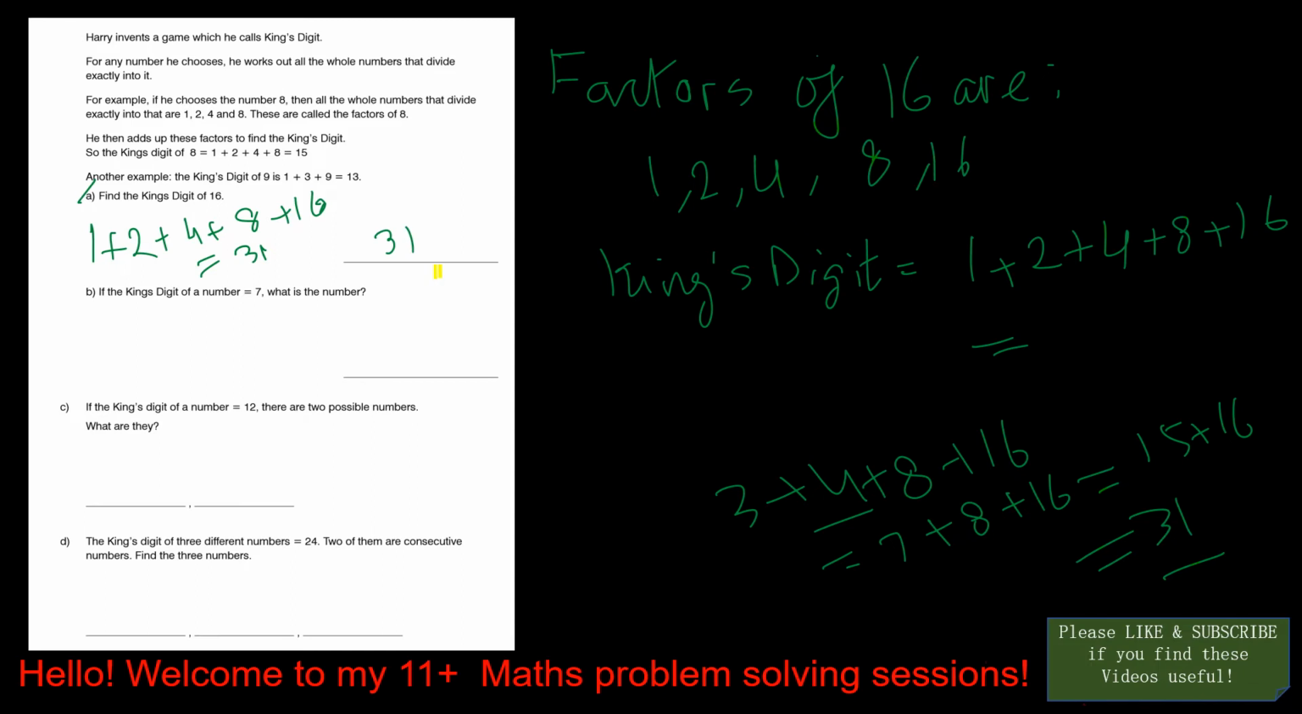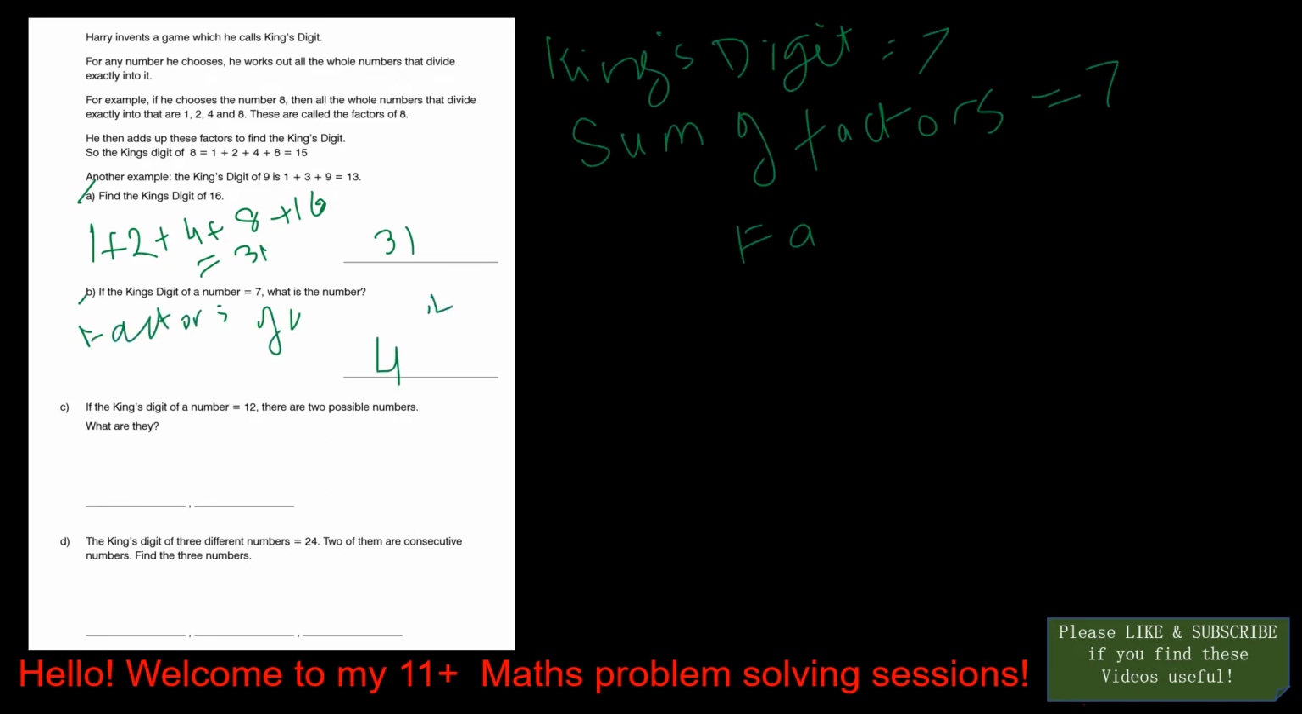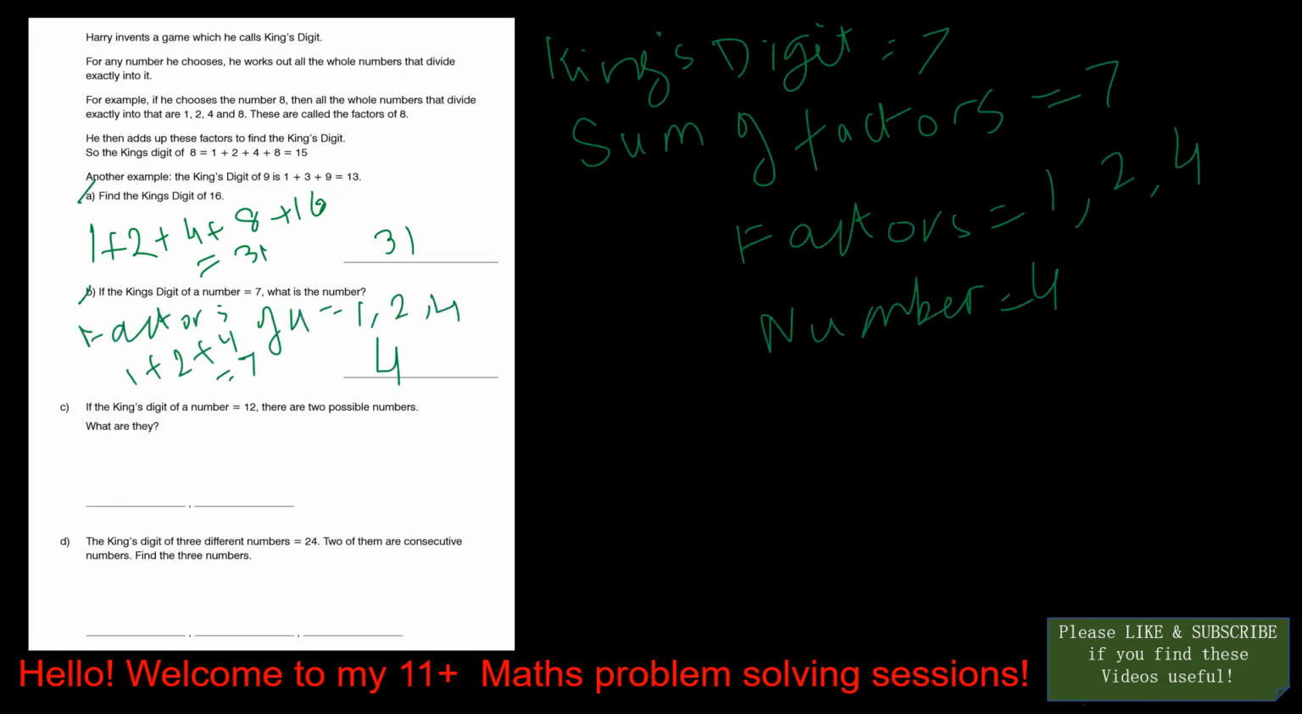Okay, the next one says, if the King's digit of a number is 7, what is the number? Now, they have said that the King's digit is 7, so they have already found the factors, and added up these factors, and then they got 7. So what did they do? If the King's digit is 7, think of it. If you start from 1, and think of 2 as a number and try to do the factors, it'll be only 1 and 2, and when you add 1 and 2, you don't get 7.